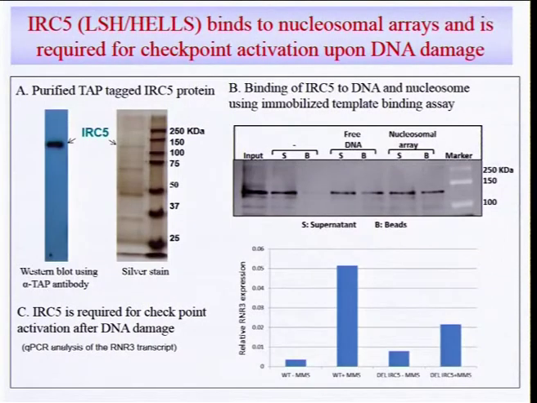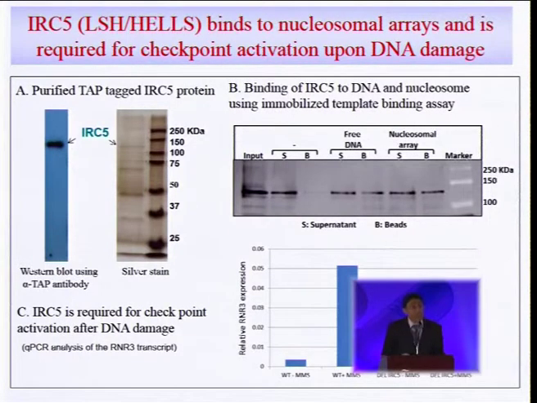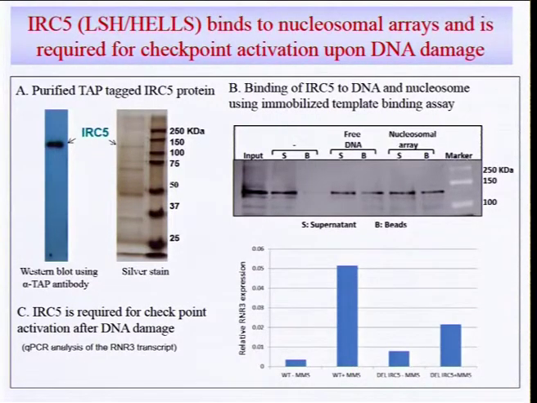We also are interested in another potential chromatin remodeler. It's called IRC5, or LSH5 for lymphoid-specific helicase. Again, we purified this through tandem affinity purification, and we have shown that it can bind to nucleosomal DNA and nucleosomal arrays as well.